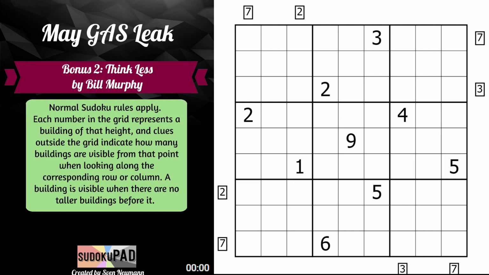This is bonus puzzle number 2. It is called Think Less by Bill Murphy. Normal Sudoku rules apply. Each number in the grid represents a building of that height, and clues outside the grid indicate how many buildings are visible from that point when looking along the corresponding row or column. A building is visible when there are no taller buildings before it.